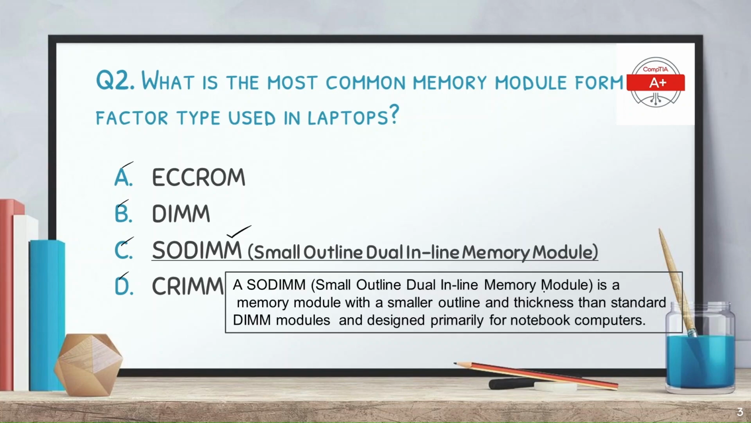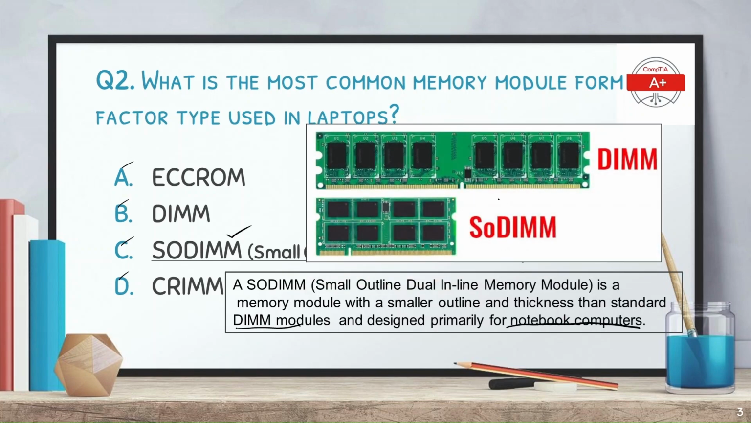So the SODIMM is a memory module with a smaller outline and thickness than standard DIMM modules, designed primarily for notebook computers. And this is a visual representation and difference between the DIMM and the SODIMM. So this is a DIMM and this is the SODIMM. The SODIMM is basically the smaller one, and it is used inside notebooks and laptops.